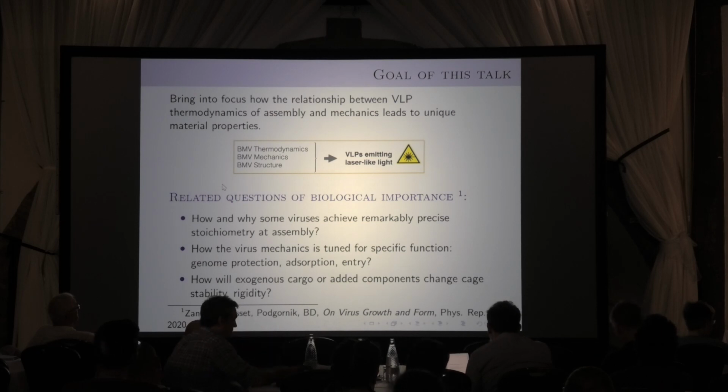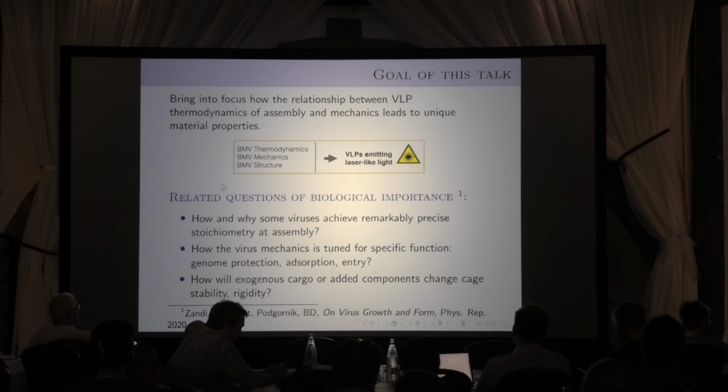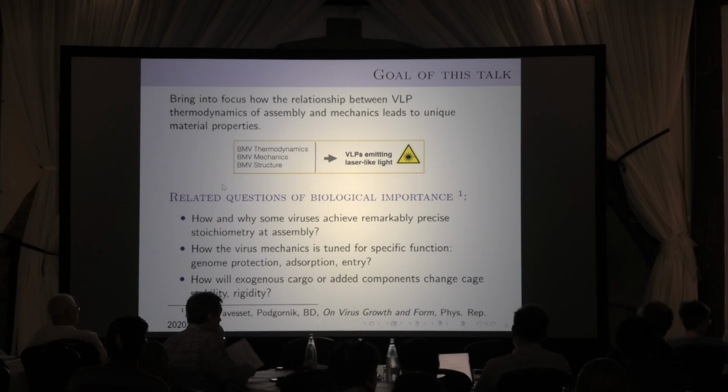There are some on the way. We've been working on this for a few years, actually a couple of decades. There are related questions of biological importance that we have stumbled on this path, and they are still there. Like how and why some viruses achieve remarkably precise stoichiometry at assembly, how the virus mechanics is tuned for specific function, genome protection, absorption, entry, and how exogenous cargo or added components will change the protein cage stability and rigidity, and what kind of influence does that have for function.